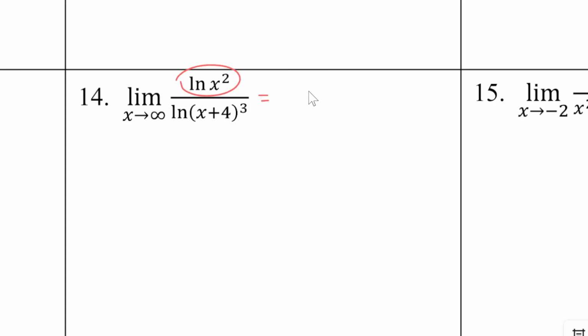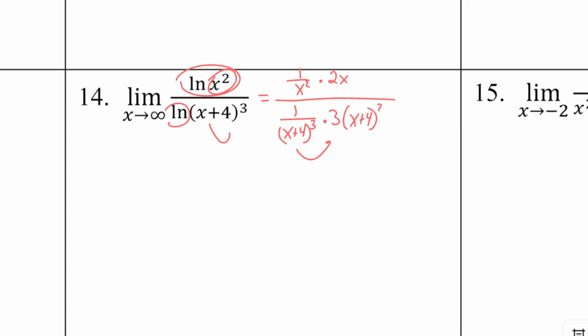Okay, derivative of ln is 1 over. Since it's a function inside, I have to do the chain rule. Derivative of ln is 1 over. And since it's a function inside, not just x, I have to do the derivative of that, which is 3x plus 4 to the second times the derivative of the inside, which is just 1. All right, pretty icky.